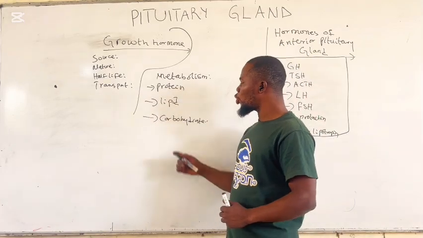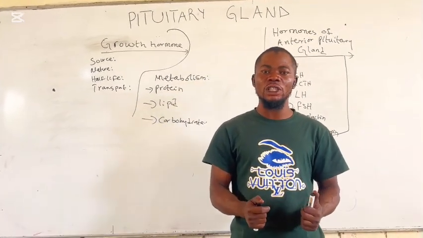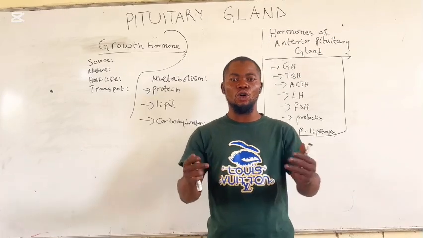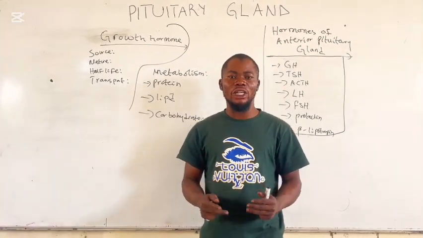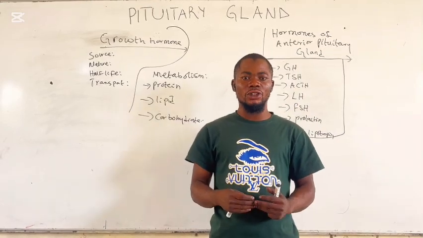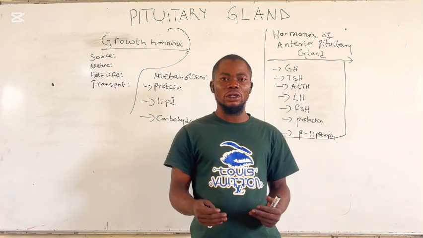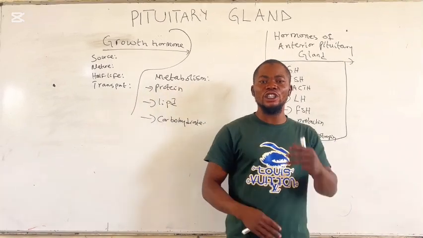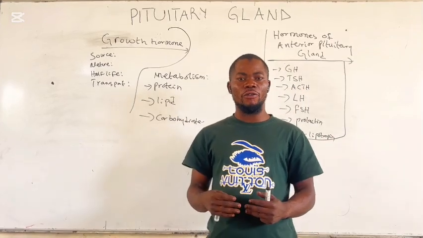Effect of growth hormone on carbohydrates. The major effect of growth hormone on carbohydrate metabolism is that it conserves glucose. It helps in glucose conservation. For one, it decreases the peripheral utilization of glucose, decreases the uptake of glucose by the cells, and increases the conversion of glucose into glycogen for future use.